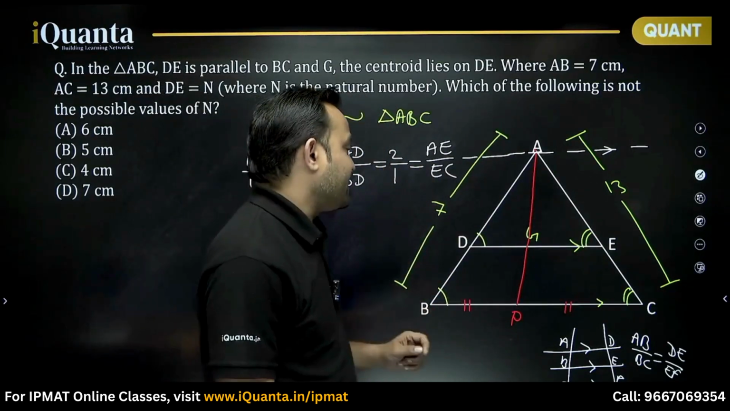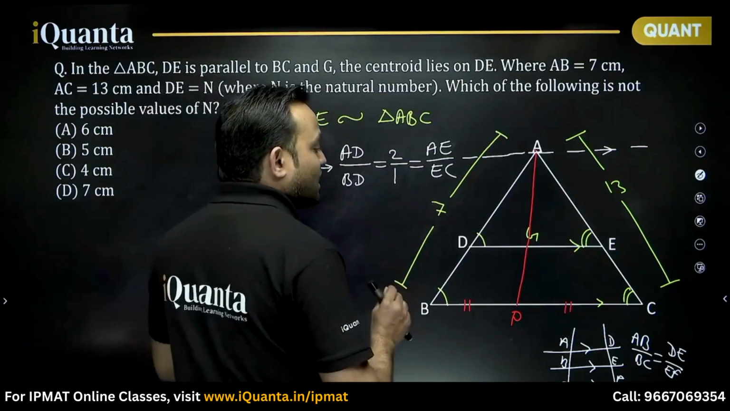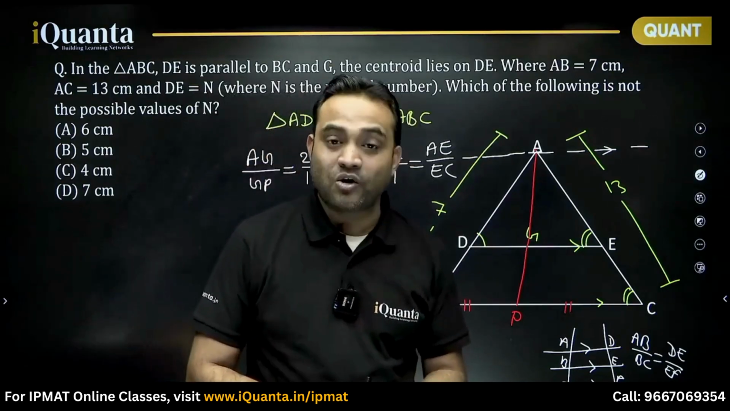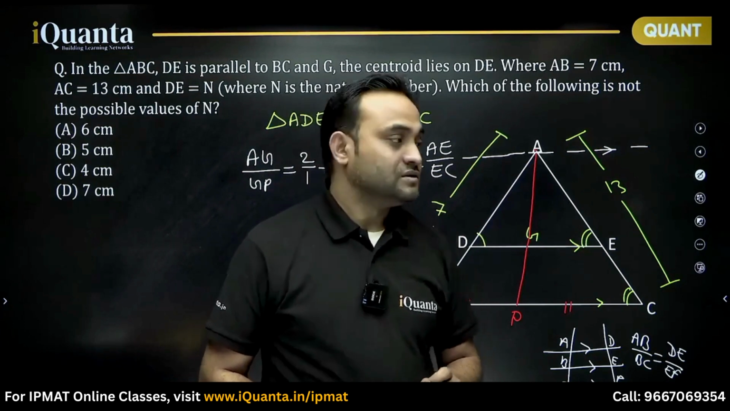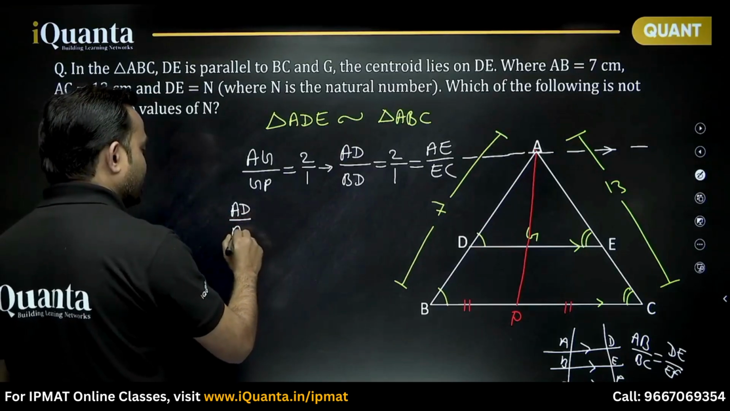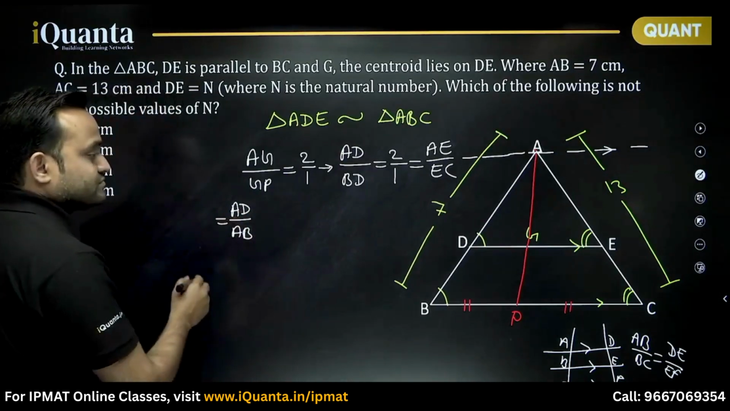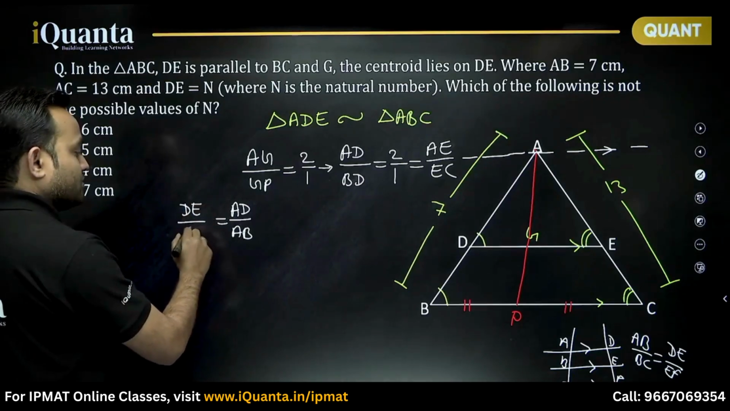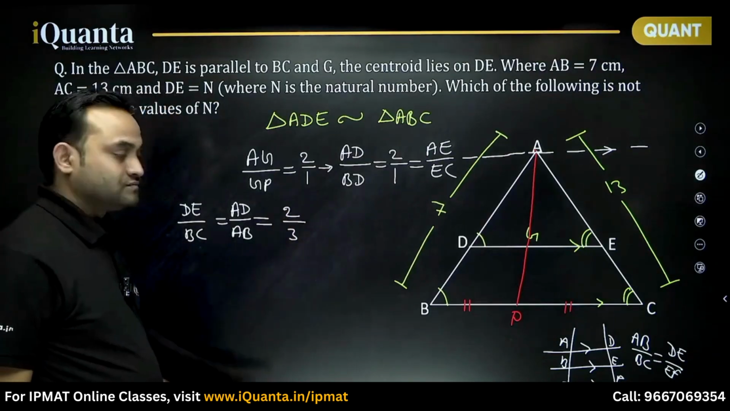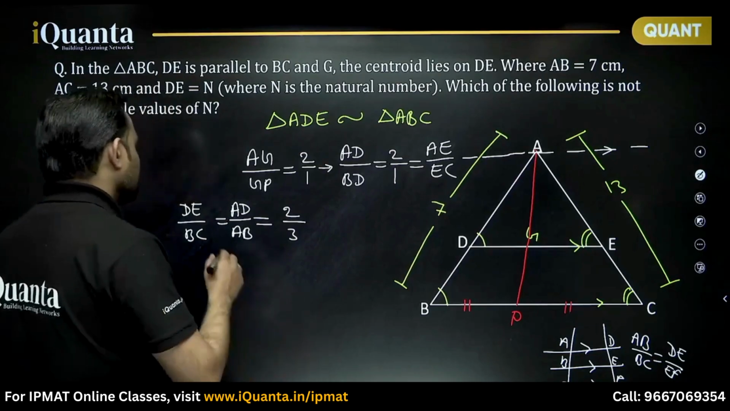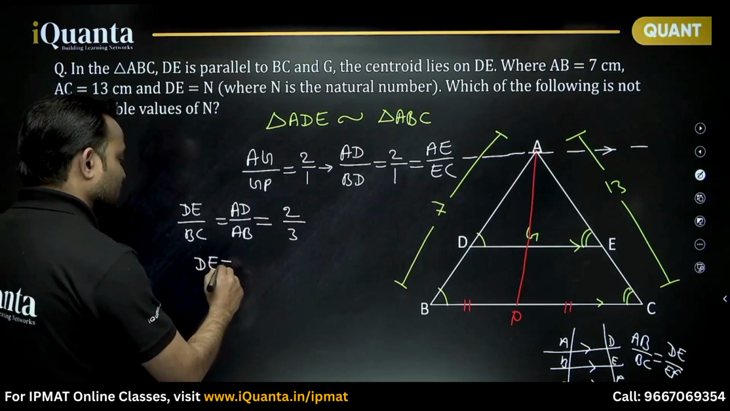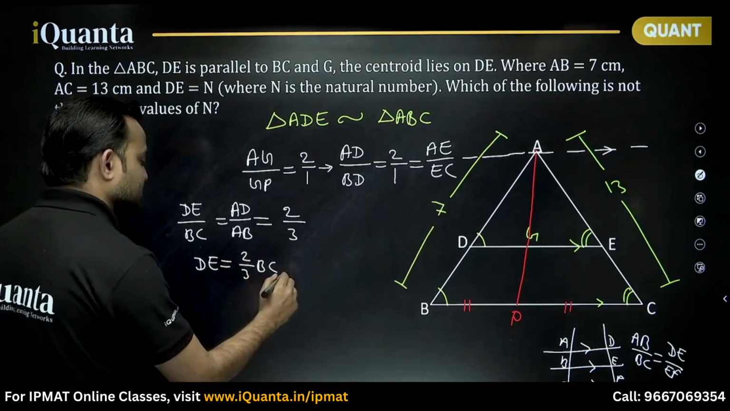So can we find now what we can say about two similar triangles? That the ratio of corresponding side lengths or any linear lengths are equal, right? So what is AD upon AB? Can we say that AD upon AB should be the same as DE, the third side, upon BC? Now if I take AD as 2, this will be 3, right? AD upon AB is equal to 2/3. So DE upon BC will also be 2/3. So can we say that DE will be equal to 2/3 BC?